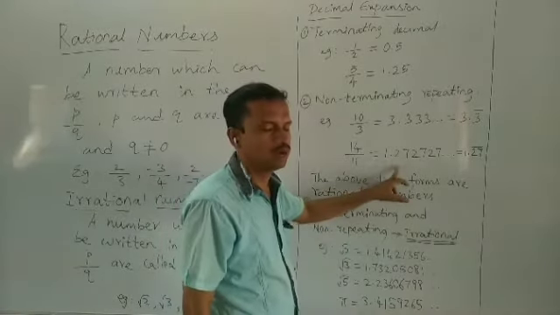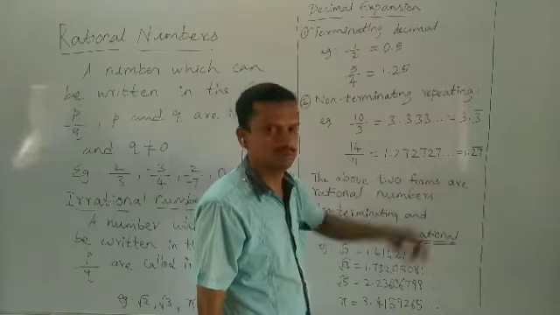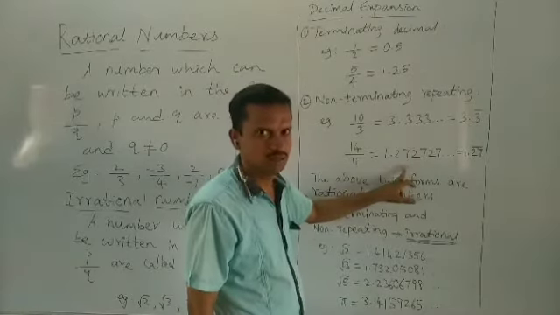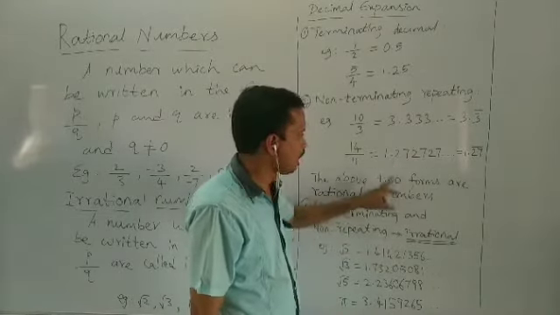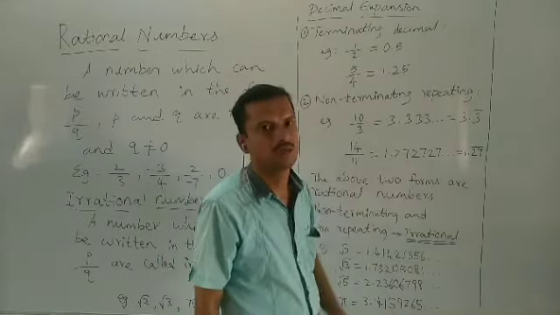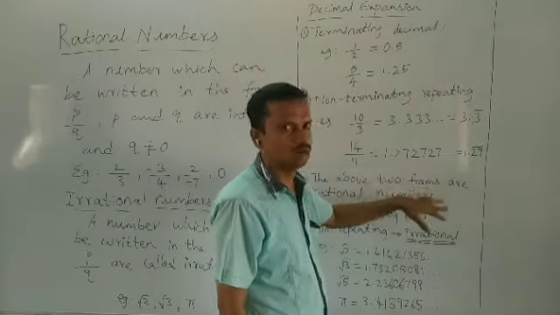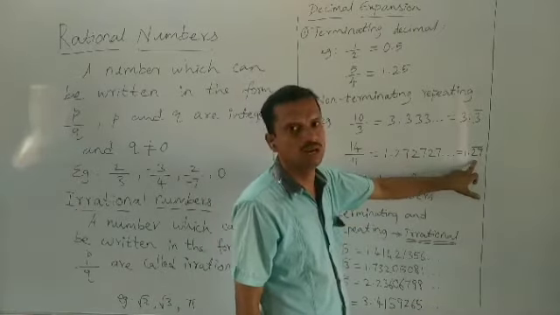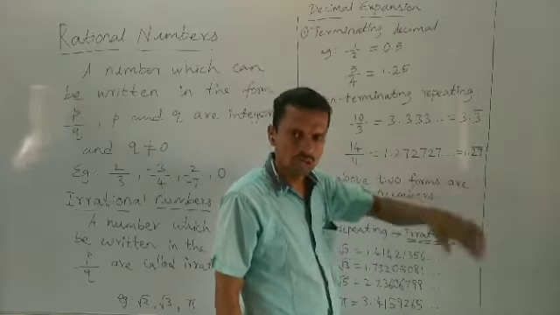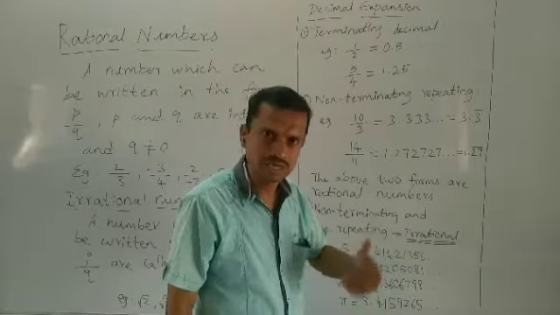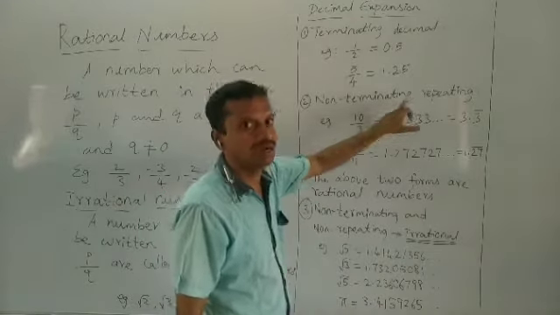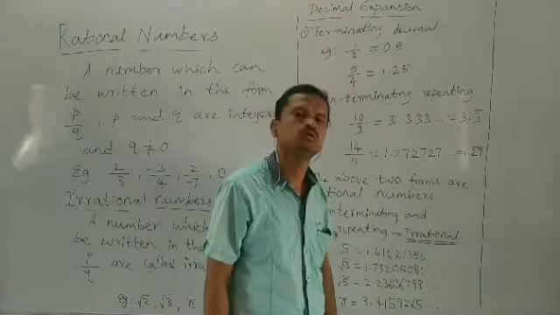3.3333, etc. And another example, 14 by 11. When you divide 14 by 11, you get 1.272727. That means after the point, two digits are repeating. In short, you can write this as 1.27 bar. That bar represents that under the bar, two digits are there, so two digits are repeating. So that means non-terminating but repeating. Another word for repeating you can use is recurring.